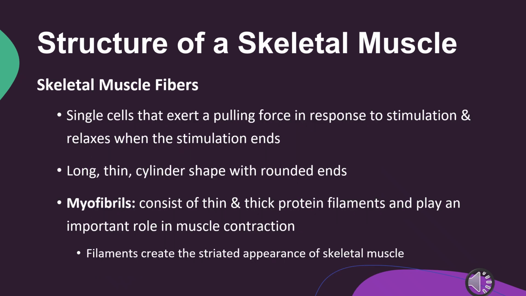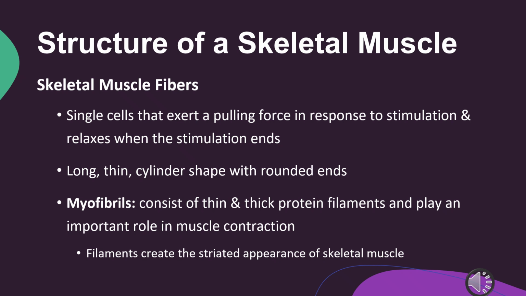And now that we've worked our way through the connective tissue layers, let's focus on what's inside those fascicles, which are the skeletal muscle fibers themselves. So each muscle fiber is actually a single elongated cell. It's long, thin, cylindrical shaped, with rounded ends. Unlike most cells in your body that we've talked about so far, muscle fibers are multinucleated, meaning they have more than one nucleus to support their size and their activity.